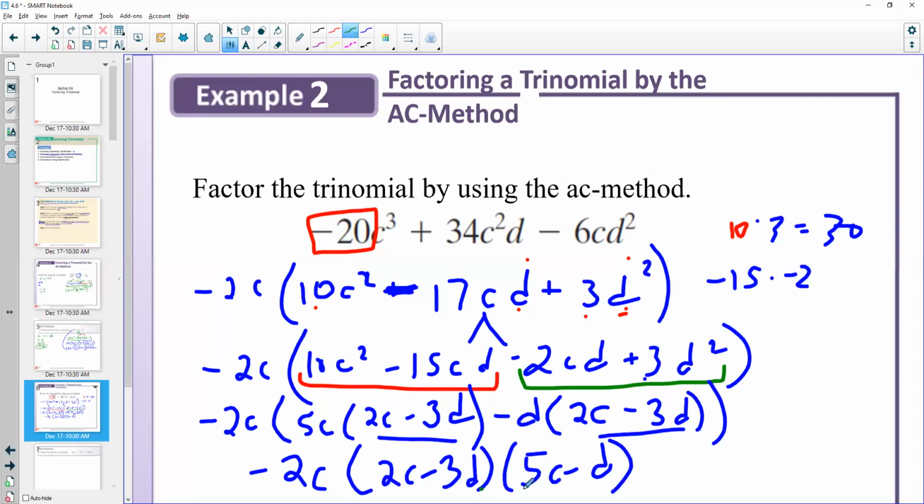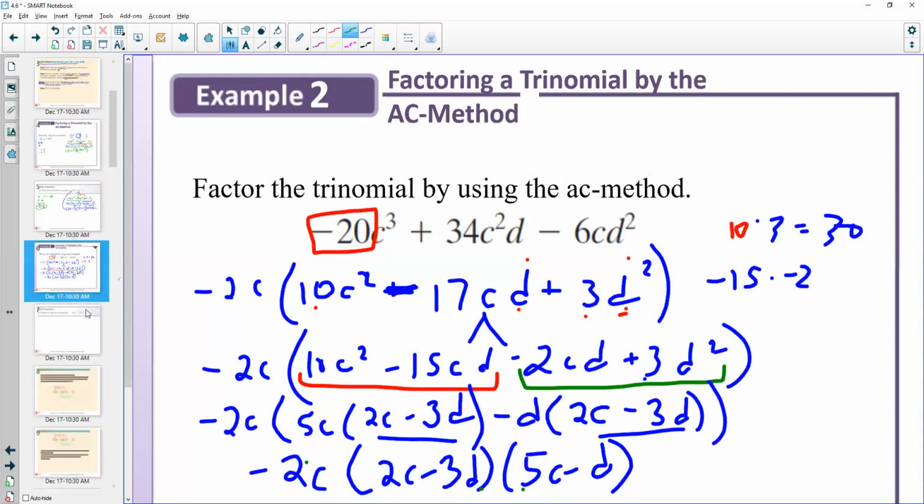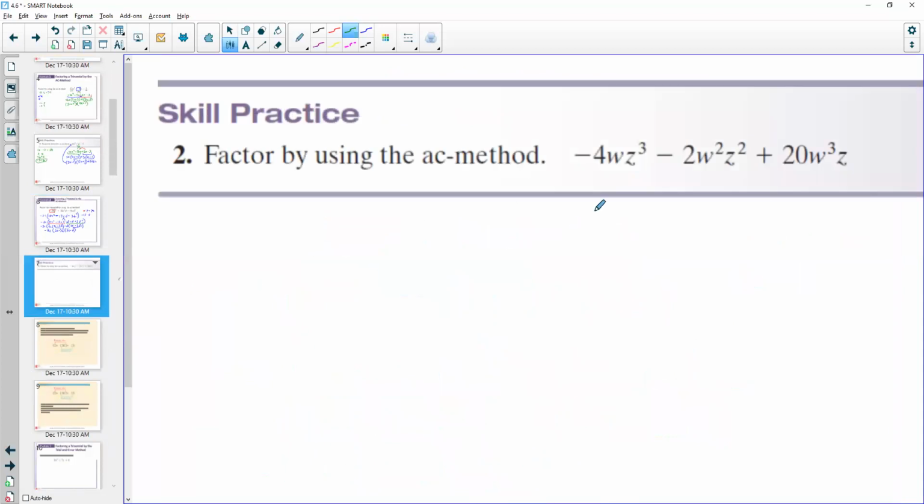You would FOIL these two and then multiply by negative 2C in. Okay, let's try another. This one, equally ugly. Pause for a second, try it. Okay, all right. So first, what's the common terms? Well, everybody's got a 2, everybody's got a W, everybody's got a Z, right? So because this leading coefficient here is negative, I'm going to take out a negative 2. Negative 2, W, Z.